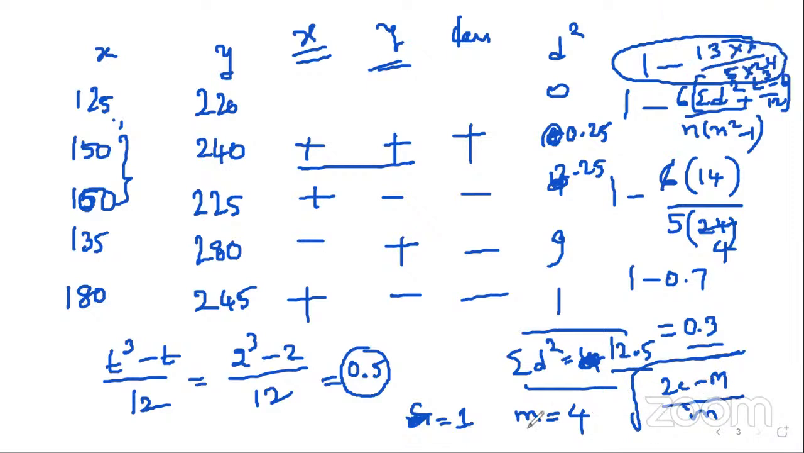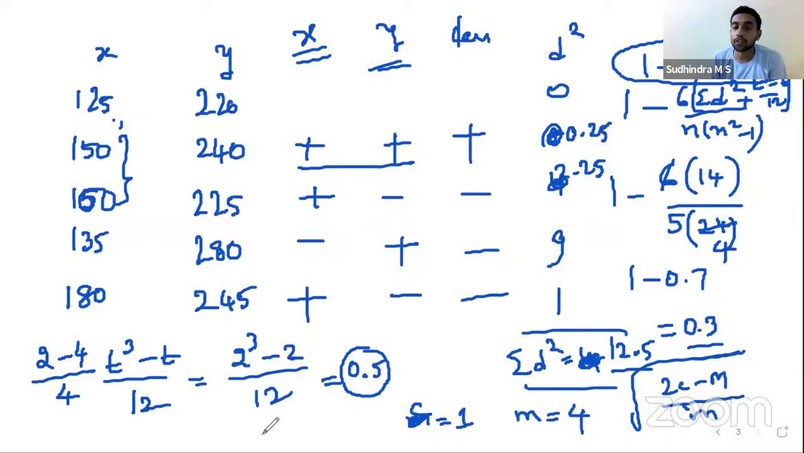Yes, sir. So 2 into C, 2 minus 4 divided by 4. So we'll ignore the negative in the numerator. So 2 divided by 4 is 0.5. Root of 0.5 would give us the correlation. Plus or minus? Minus. Why? Because 2C minus M is negative. Since 2C minus M is negative, the correlation would be negative. So that is how we calculate the correlation coefficients.